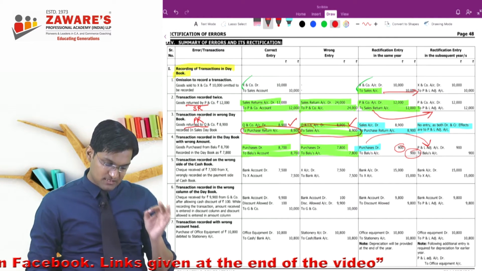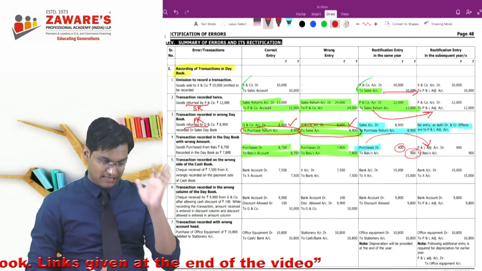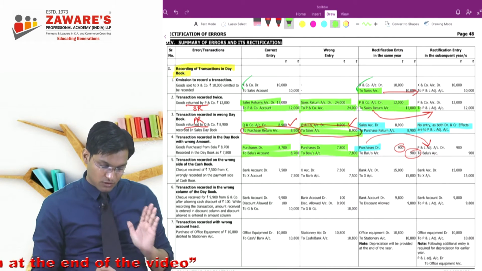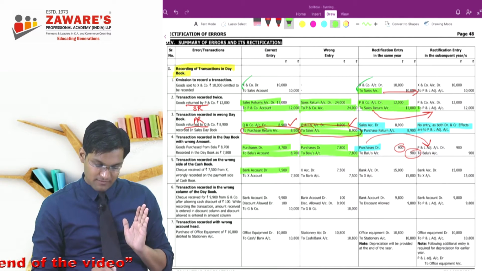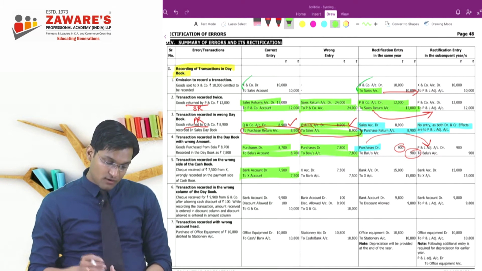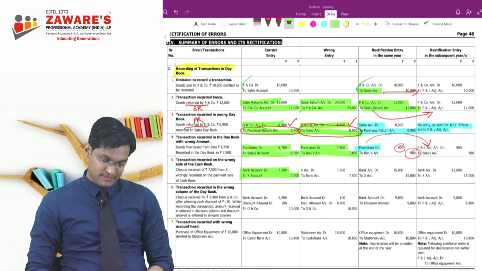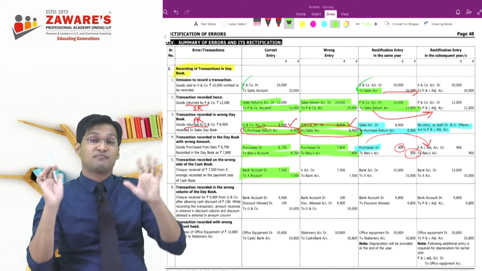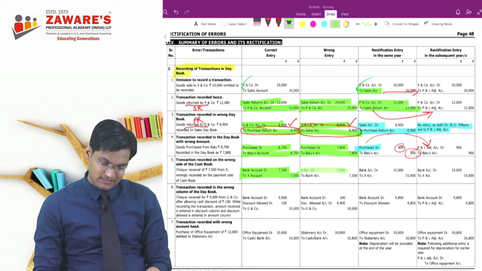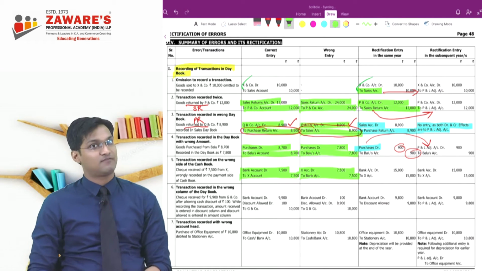Number 5, transaction recorded on the wrong side of cash book. Check received of rupees 7,500 from X. Okay. You have received check of 7,500 from X. What should be the correct entry? Bank account debit 7,500 to X account credit 7,500. Wrongly recorded on the payment side of cash book. You have treated it as a payment. So you have passed wrong entry, X and company 7,500 to bank account credit 7,500.